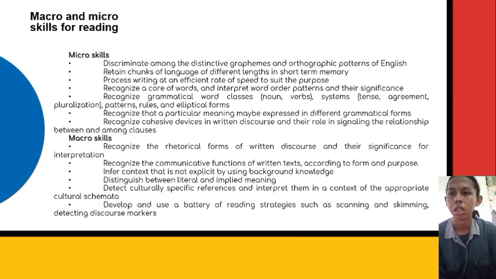And the next is distinguish between literal and implied meaning. And next is detect culturally specific references and interpret them in the context of the appropriate cultural schemata. And the last is develop and use a battery of reading strategies such as scanning and skimming, detecting discourse markers.